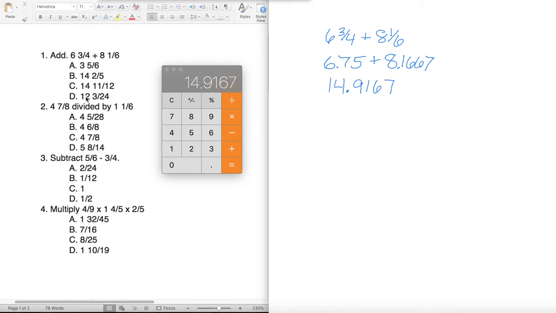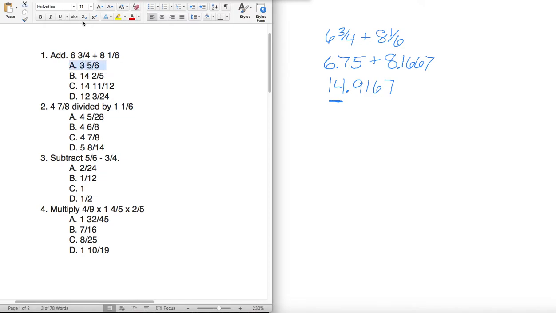But what we're going to look for first is which ones have the same whole number in front of the decimal. Because if that number doesn't match, it cannot be the correct answer. So over here, 3 5/6, that can't be the right answer. So I'm going to mark that one out. And 12 3/24 also can't be the right answer. The right answer in fraction form still has to start with a 14, just like our decimal answer does. And so then we're going to convert the 2 remaining answers to decimals and see which one matches.